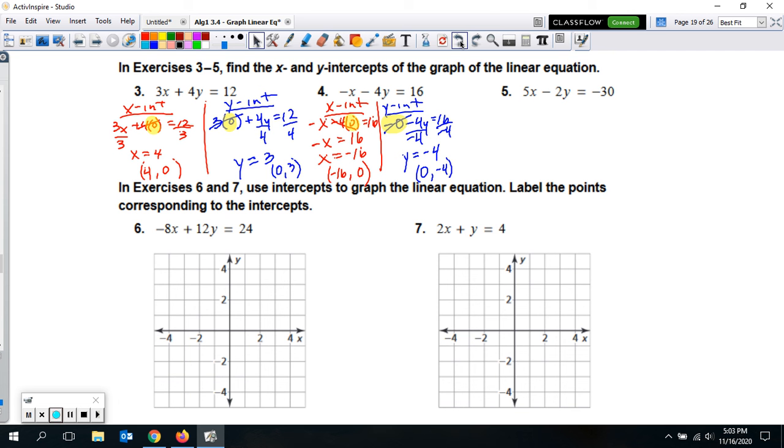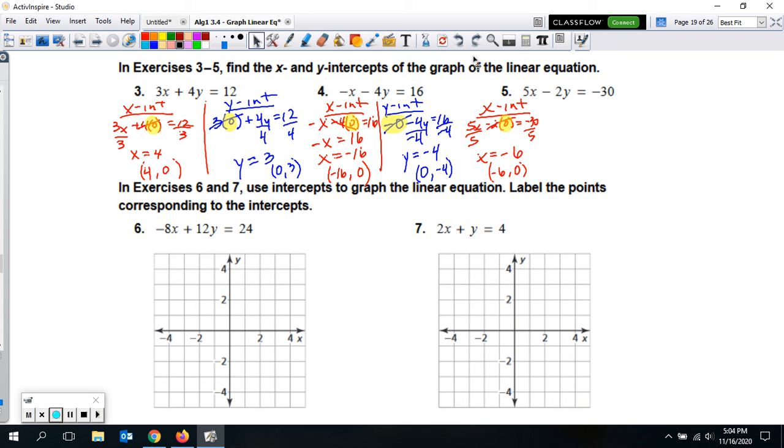All right, so hopefully you have an answer for number 5 for both the x-intercept and y-intercept. Your x-intercept, as you plug in 0 for y, you'll just see a 5x is equal to -30, and then we just divide by 5. And so -30 divided by 5 is going to give us that number. It's -6. So x is equal to -6, and our ordered pair would be -6 comma 0.